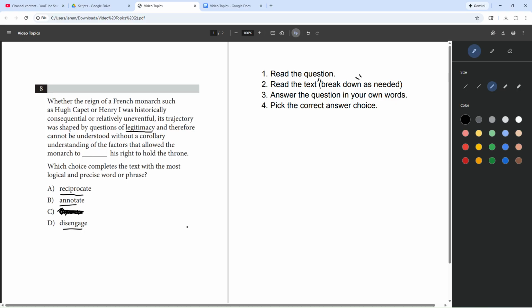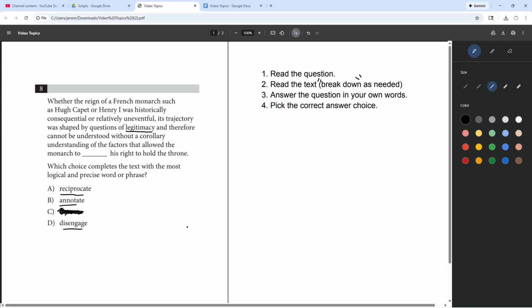Okay, when I disengage the throttle on the jet, I lower it, right? I stop pushing the accelerator, right? When we disengage, we stop something. We stop engaging in something. We stop doing something or interacting with something. Does that mean the same as obtain?